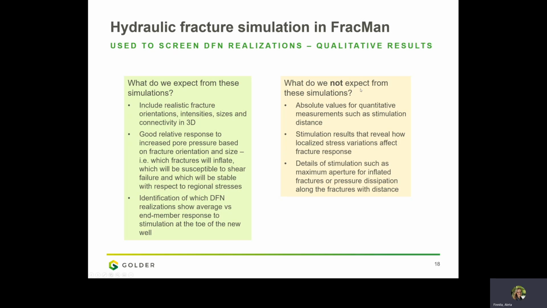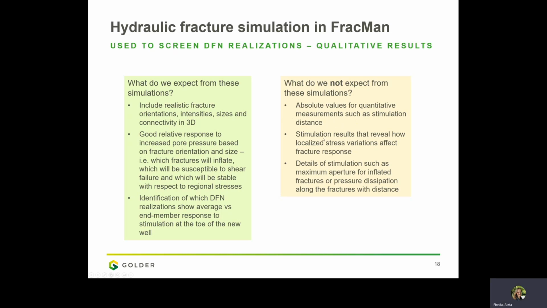What we're not doing with this modeling work is, we're not going to be able to get the absolute values for some of these measurements, such as the actual stimulation distance. We're going to get relative distances. We're not going to get an actual distance of, say, 800 meters or 700 meters. We're going to get that this DFN realization gives you larger extents than this other one.